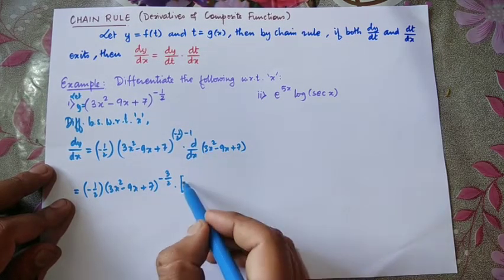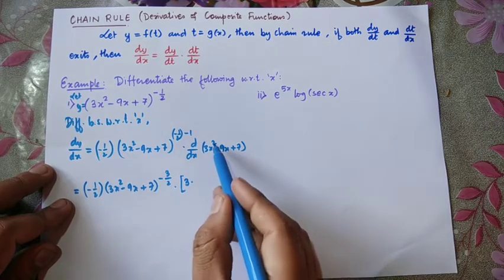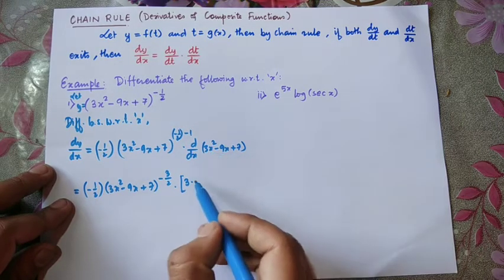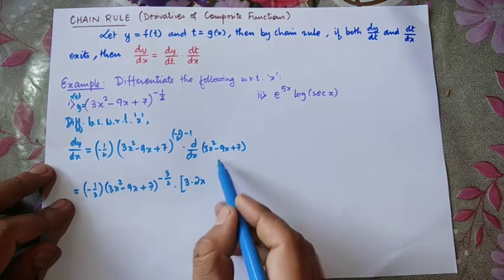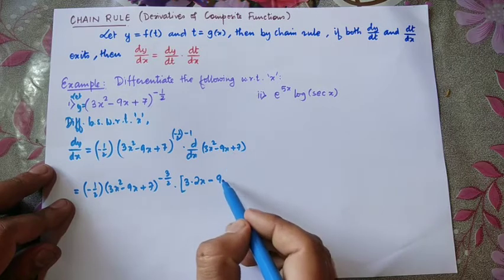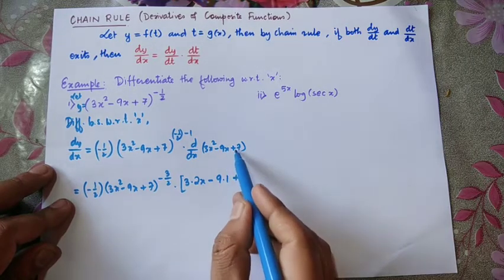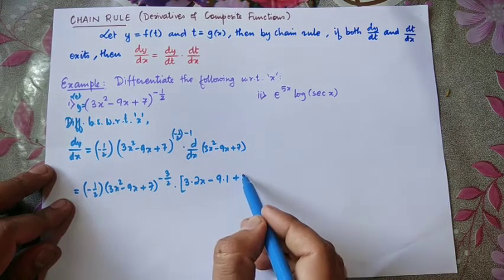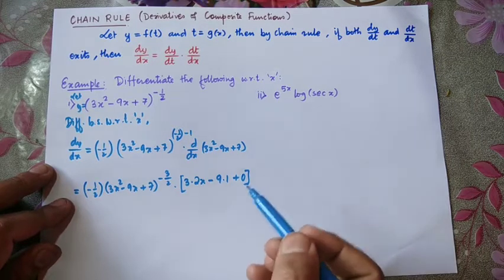Now let us differentiate this one. The 3 will remain as it is. Now we need to differentiate x squared, and we know that the differentiation of x squared is 2x. Then we have minus 9, and the differentiation of x is 1, plus is there, and the differentiation of 7 is a constant, so that's why it will be 0.